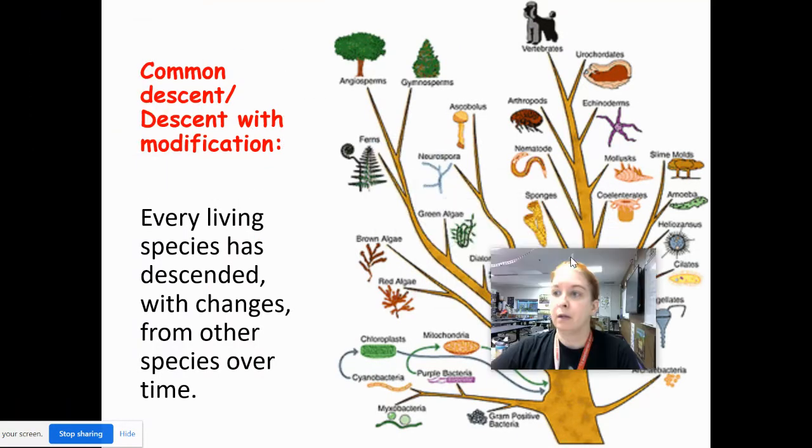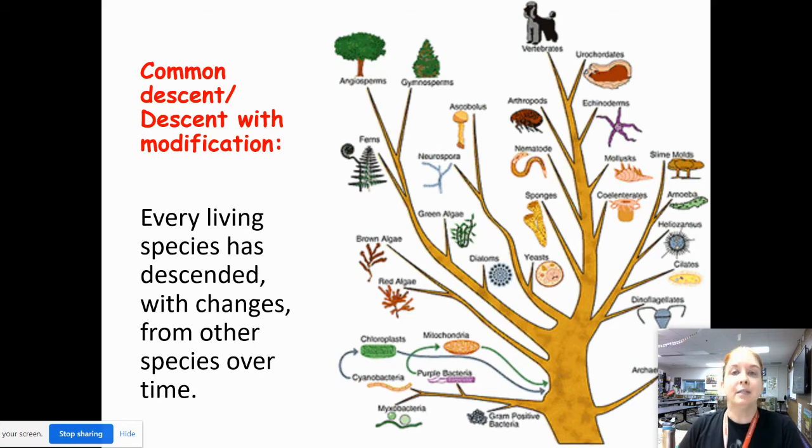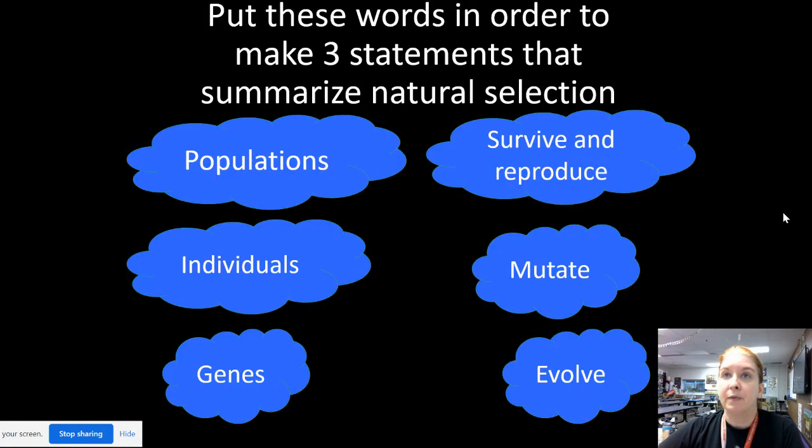Let's move me back down here. So common descent or descent with modification. That means that every living species has descended with changes, there's your modification, from other species over time. So we did not come from monkeys, but we have a common ancestor with monkeys. And that common ancestor had different changes that resulted in monkeys and us. Hooray! There we go.